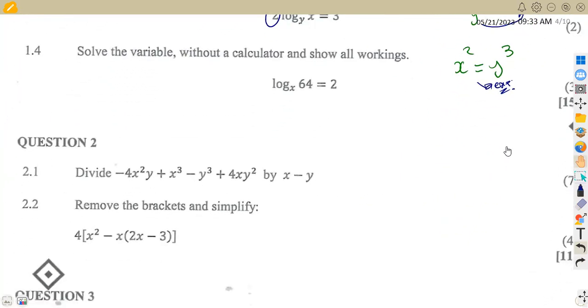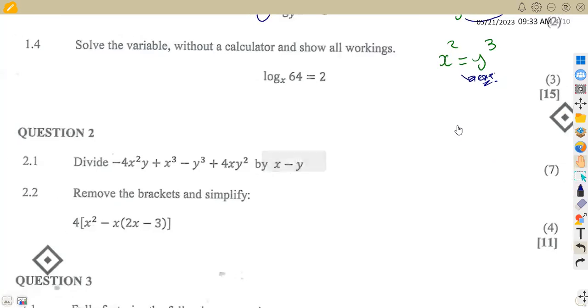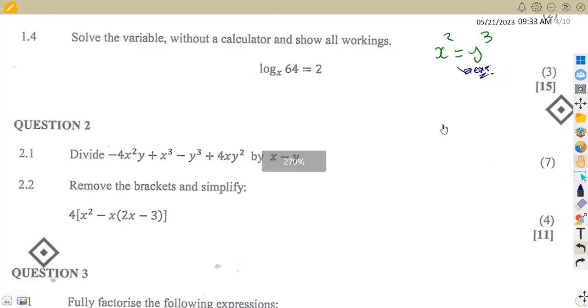We move on to question 1.4, which is having 3 marks, which marks the last question on question number 1, where we are given to solve the variable without a calculator and show all working. All right, so we are given in this case the logarithm of 64 in base of x, which is equal to 2. So how can we calculate for x?